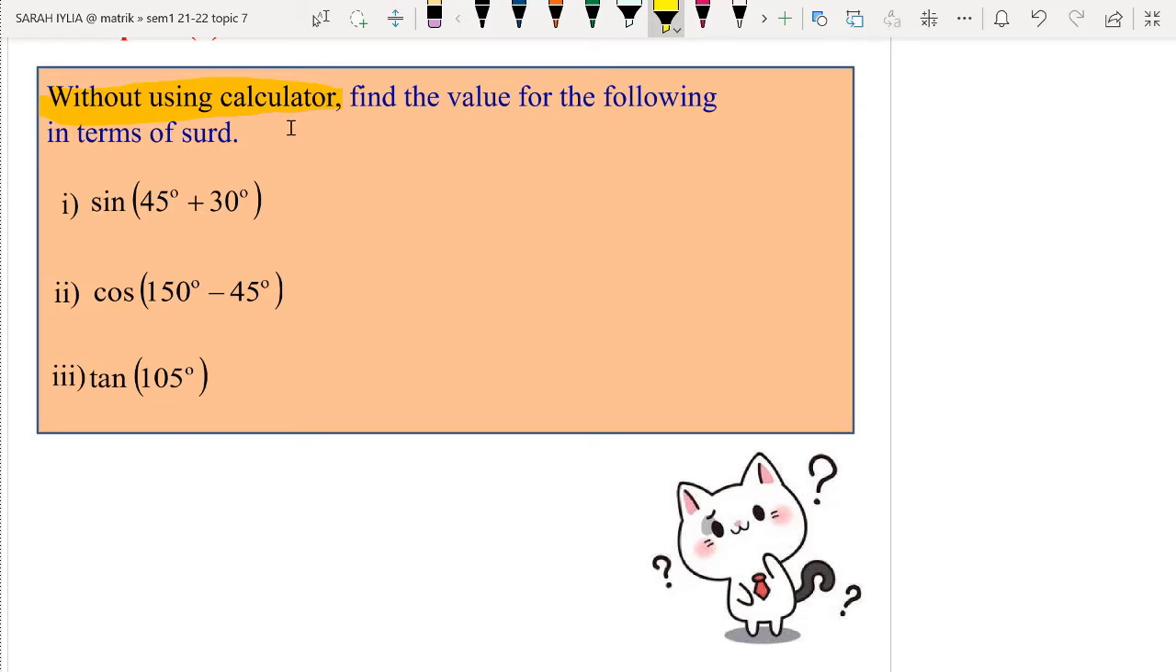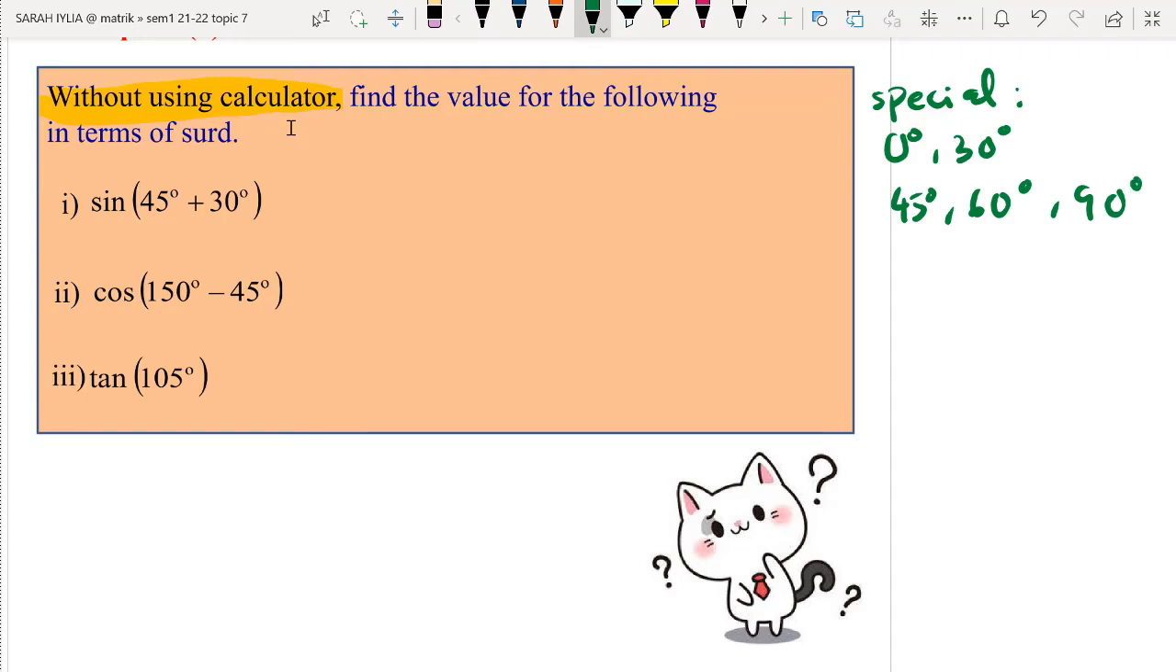What is special angle? Altogether, we have 5, which are 0, 30, 45, 60, and 90. Maksudnya kalau nampak je without using calculator, you must reduce the angle in the equation until we get special angle, then awak boleh tekan calculator. Okay, so first one.